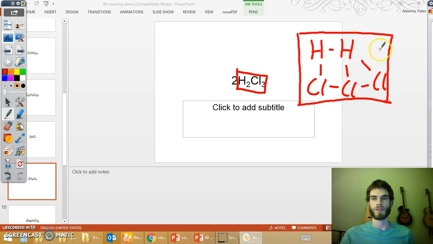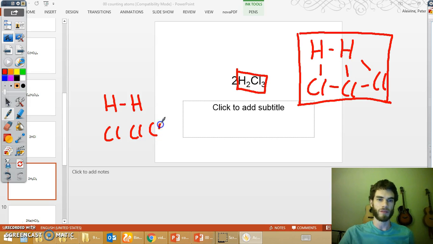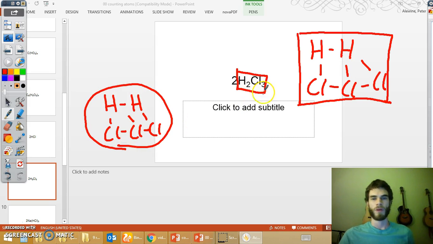So this large thing right here would be this made-up molecule. Now the big 2, remember, is saying that there are 2 of those things. Chlorine, chlorine, chlorine. So there are 2 of them floating around. There you go. Okay, so that's what it means. What about in terms of counting the number of atoms?